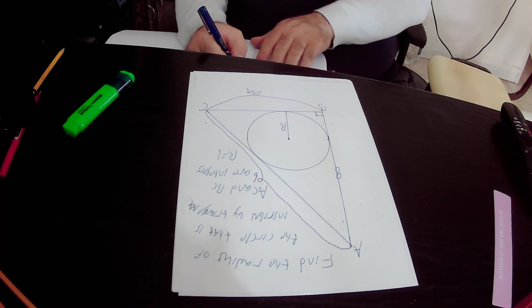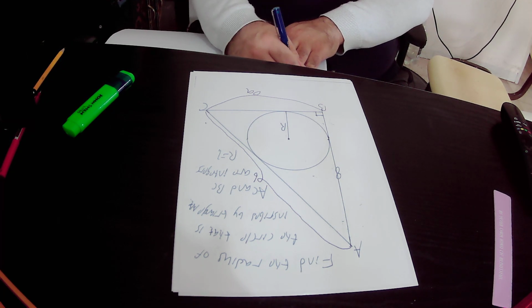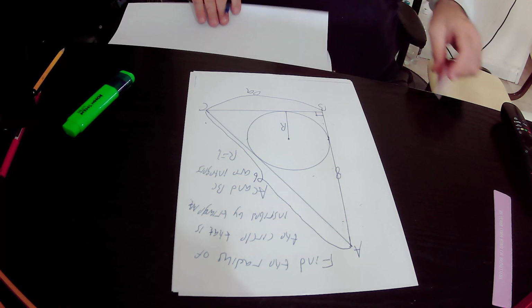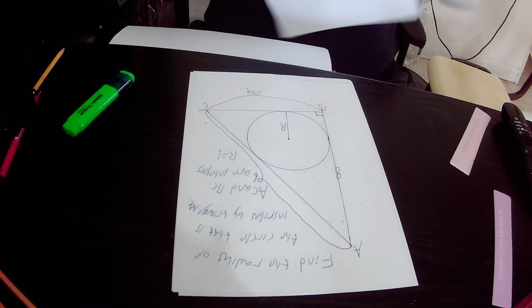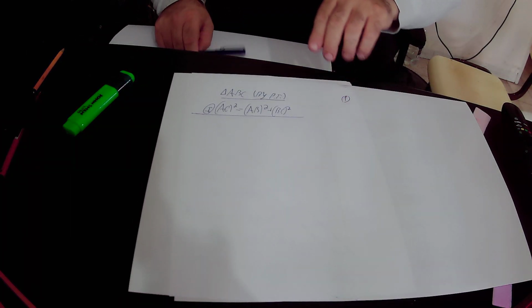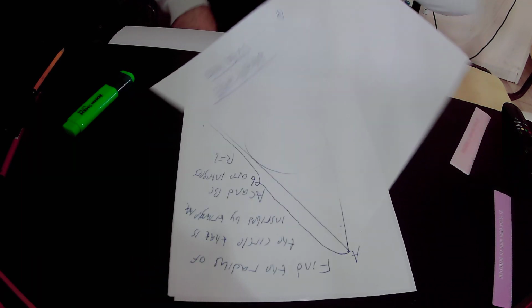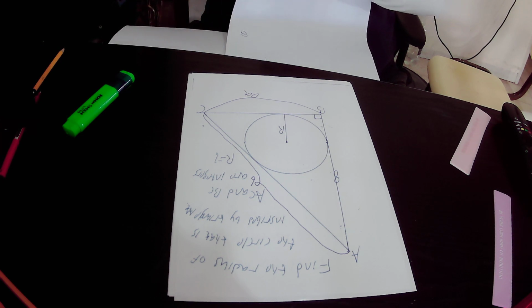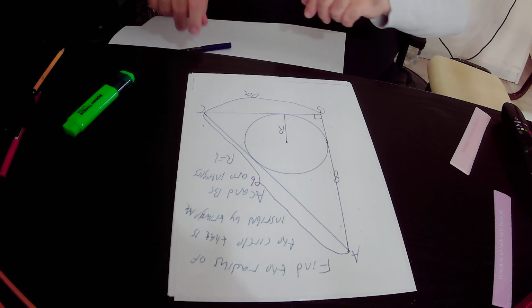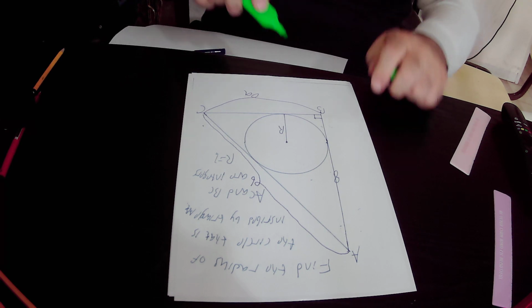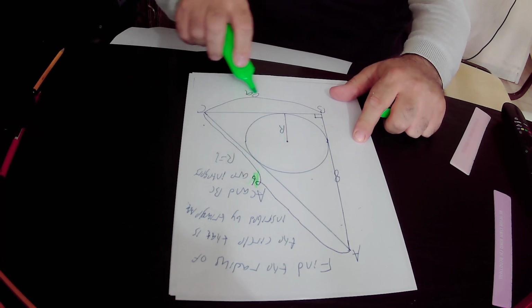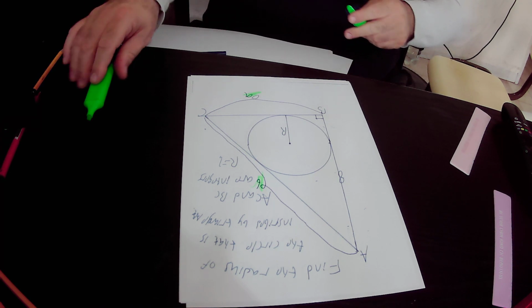Okay, I repeat again that according to the Pythagoras theorem in the right triangle ABC, AC squared equals AB squared plus BC squared. Okay, AC equals B according to our definition. Therefore AC squared is equal to B squared.